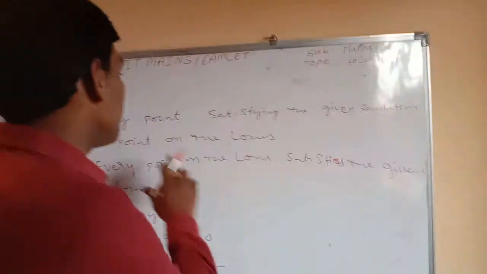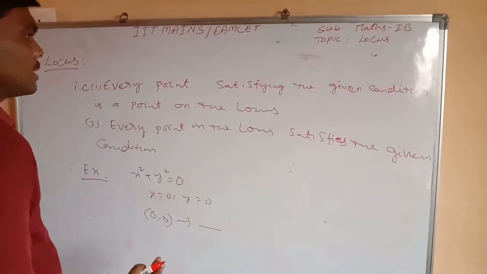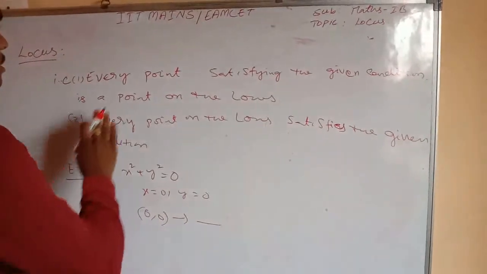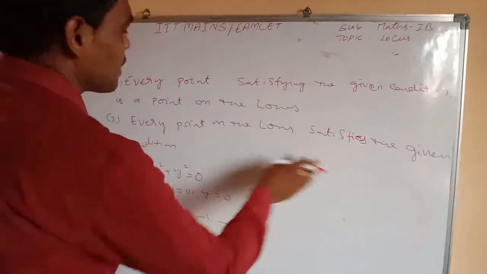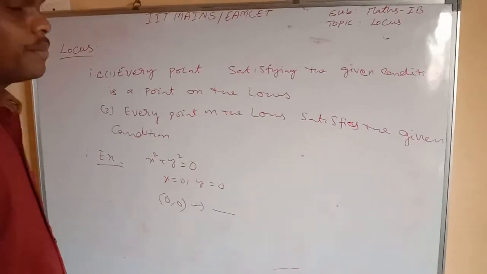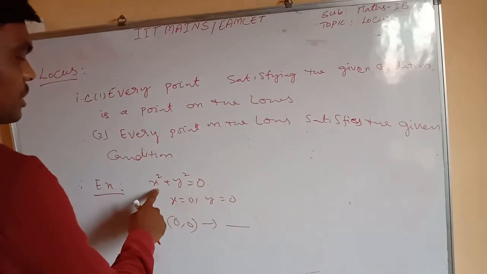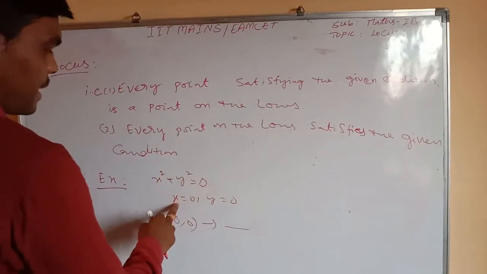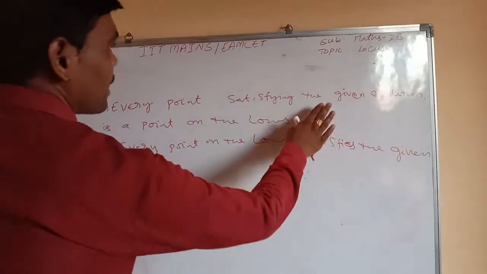That means every point satisfying the given condition is a point on the locus, and every point on the locus satisfies the given condition. One example: the points in the locus can be represented by the equation x square plus y square is equal to 0. Here x is 0 and y is 0. There is only one point, (0, 0), that satisfies the given condition.